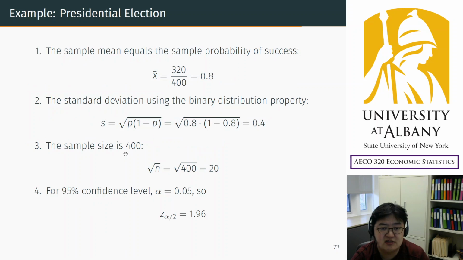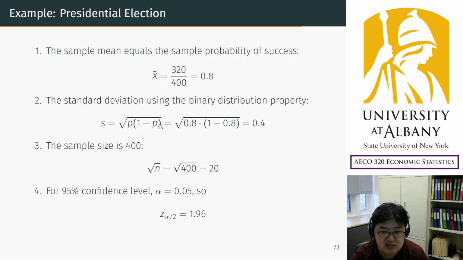Let's try this. First, we need to calculate 4 components, right? First, the sample mean is the sample probability of success. Remember, we are handling a binary distribution. So X bar, the sample average, is the sample probability. 320 out of 400 would vote for the candidate. So 80% or 0.8 is the mean or the probability of success. So sample mean done.